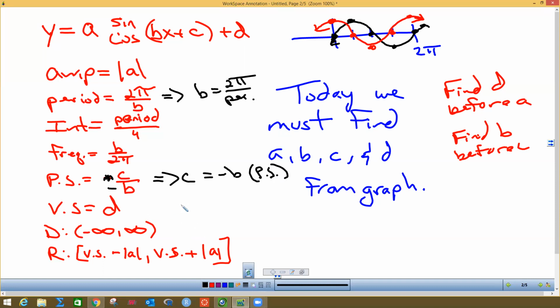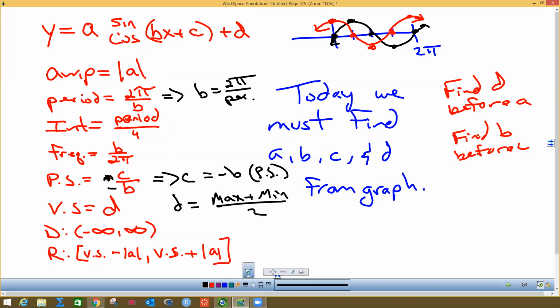To find D, we take our max plus our min and find the average of those. Divide by 2. That will give us our D. And then to get A, you just count up and down from D. To get A, you count up or down from your D to get to the max or the min, and that's the A. The distance A is the distance from the x-axis, and it could be the fake x-axis if D is not 0, to the max or the min. So A is the distance from the x-axis to the max or min.